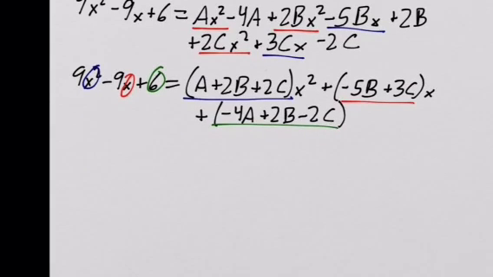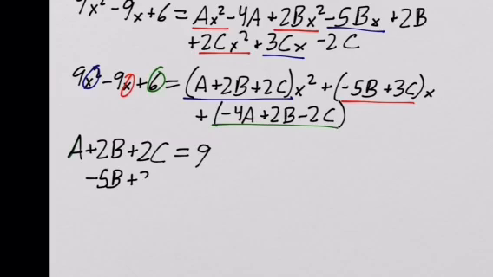So what this does is it actually gives us a system of equations: A plus 2B plus 2C is equal to 9, minus 5B plus 3C is equal to negative 9. And then finally, minus 4A plus 2B minus 2C is equal to 6.